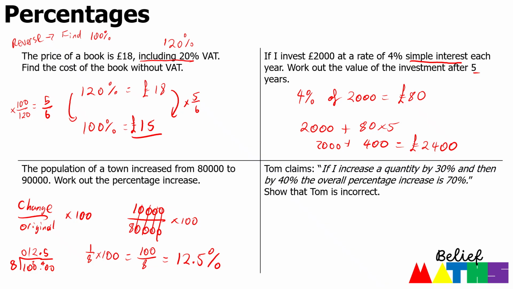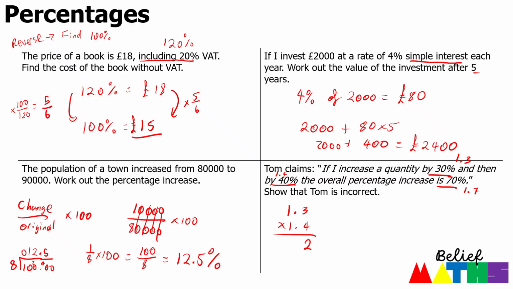So an increase of 30% is a multiplier of 1.3. An increase by 40% is a multiplier of 1.4, and an increase of 70% is 1.7. Now, if we want to combine the 30 and the 40, we do 1.3 times 1.4. And we looked at multiplying decimals earlier on. Again, we ignore the decimal place initially, and then we do our calculation.